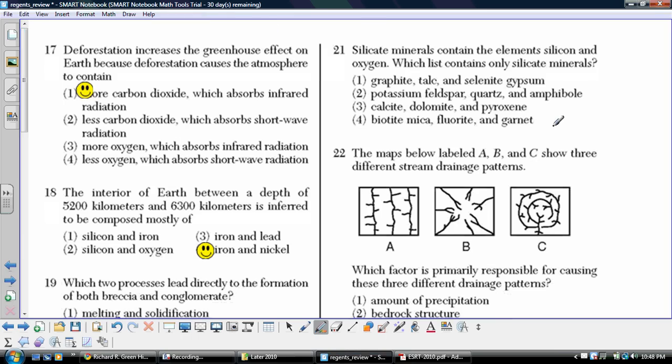Now we've got a silicate mineral question. Silicate minerals contain the elements silicon and oxygen. Which list contains only silicate minerals? So we've got a list of basic minerals here.